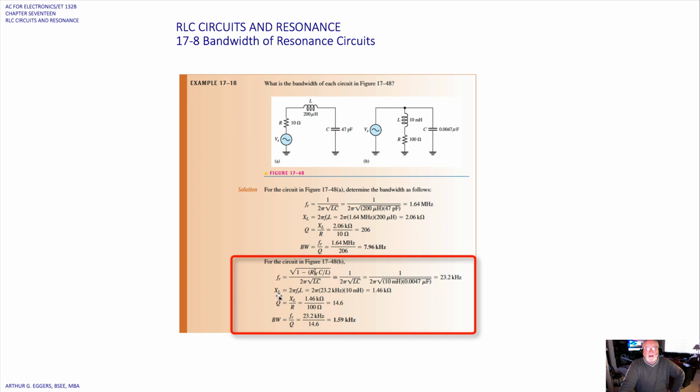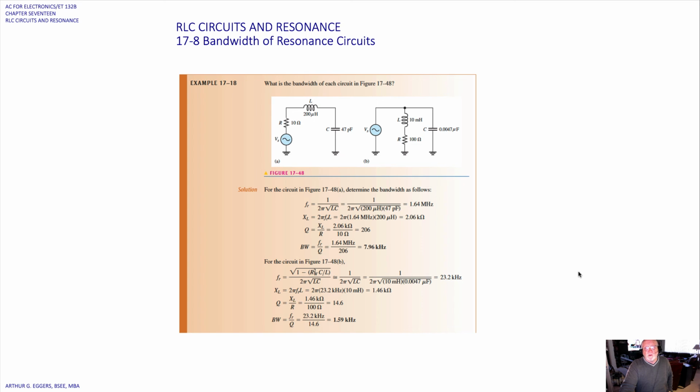From that, we calculate the X sub L at 1.46 k ohms. Q then can be calculated from that at 14.6, and we get a bandwidth of the resonant frequency divided by Q of 1.59 kHz. So again, go through this example and examples like this, work them out, make sure that you understand how to run these factors and these relationships through your calculator so that you can solve for the types of elements in these circuits.